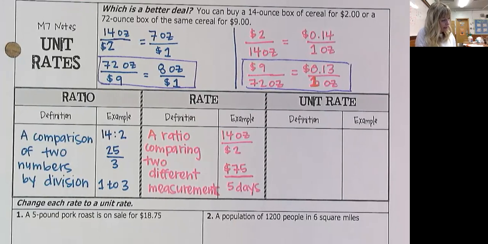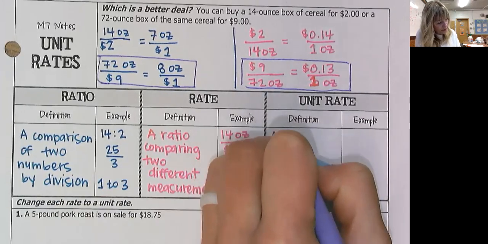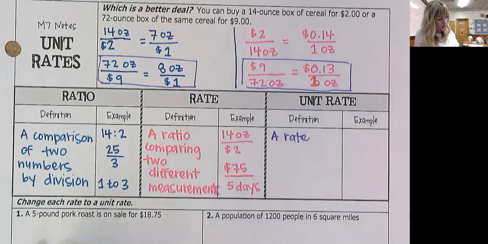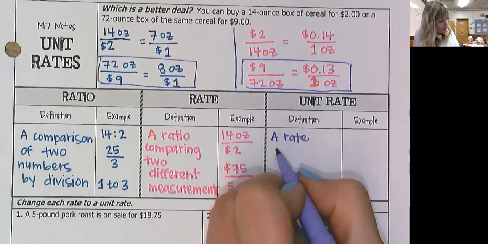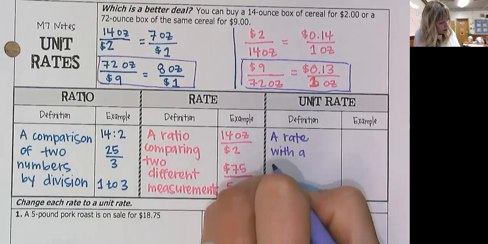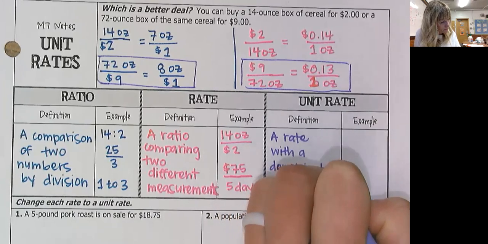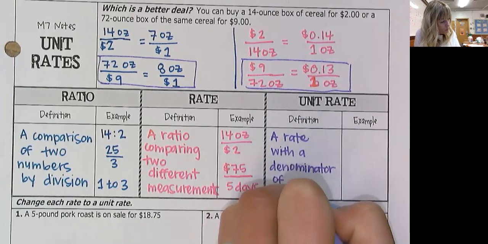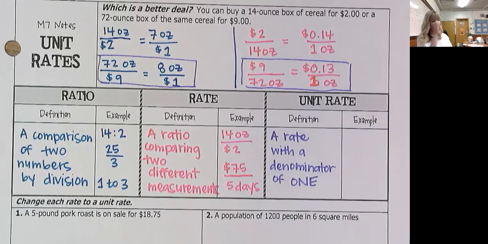But a unit rate, now we're building off this definition. So it starts with, it's still a rate. So we know it has the measurements. We know it's a comparison by division. It's a rate with a denominator of 1. Okay, a rate with a denominator of 1, something out of 1.